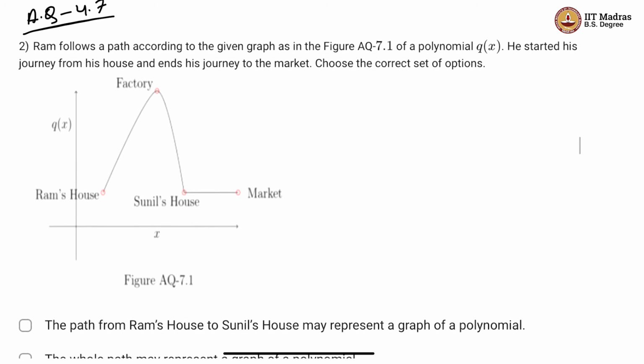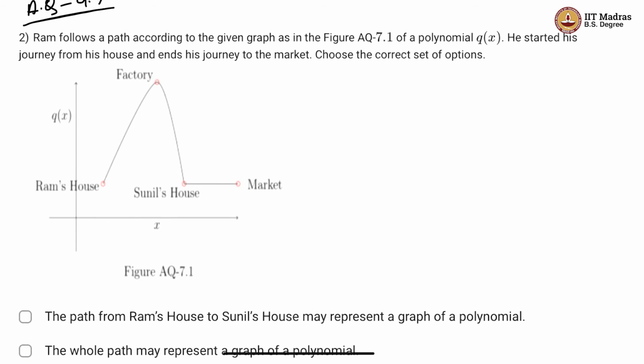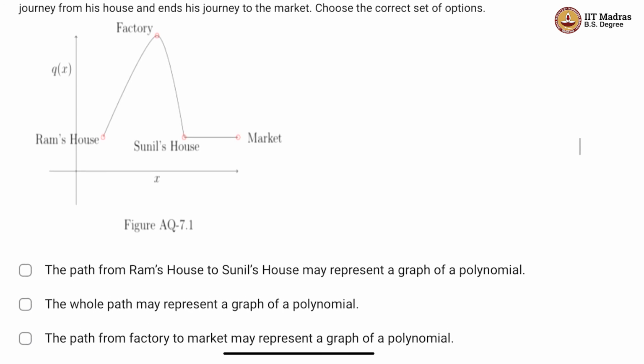This is our next question. Ram follows a path according to the given graph, as in figure AQ7.1 of the polynomial q(x). He started his journey from his house and ends his journey at the market. Choose the correct option. Okay, so this is the path. First option: the path from Ram's house to Sunil's house may represent a graph of a polynomial. That means this path.